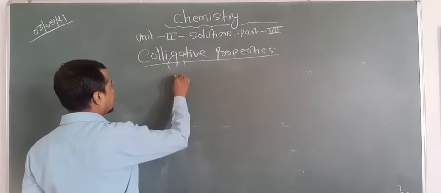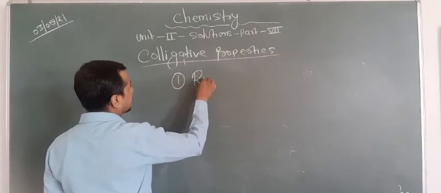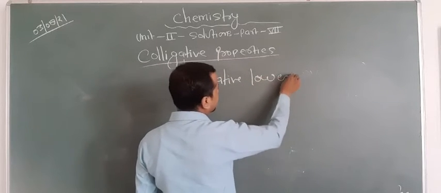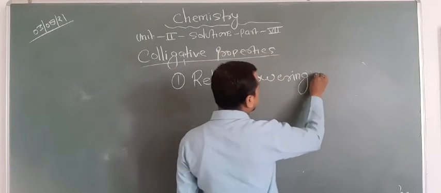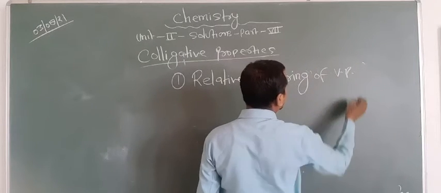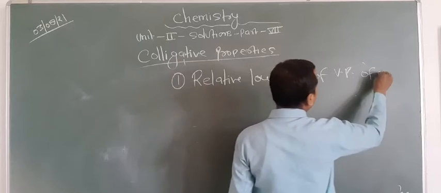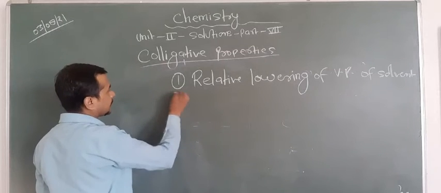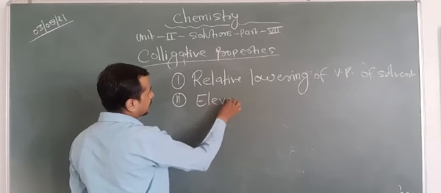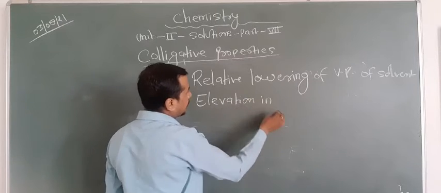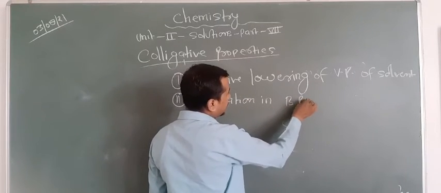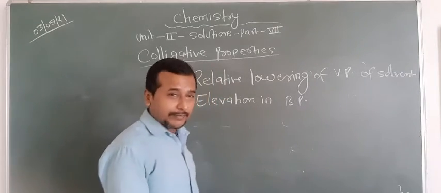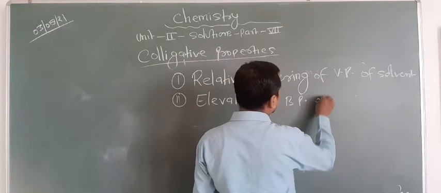Now let us focus on the types of colligative property. So 4 types of properties you have to know. First is relative lowering of vapor pressure of solvent. Second property, elevation in boiling point. That means after mixing a non-volatile solute, what happens? The boiling point is elevated. For which solvent? Elevation in boiling point of solvent.